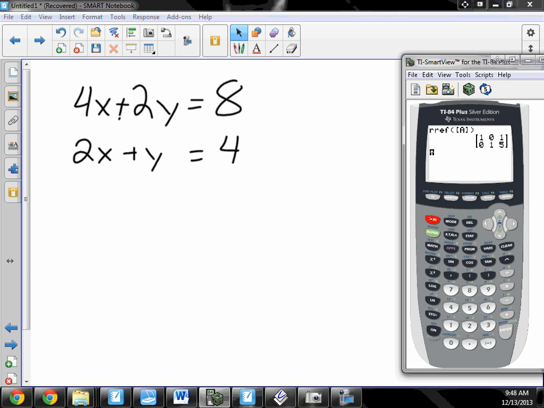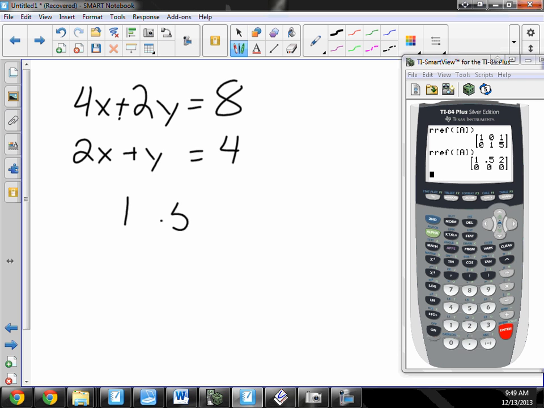So second matrix, go over to edit, 2 by 3, 4, 2, and 8, 2, 1, and 4. So I'm going to exit out. And I do RREF, and I get 1, .5, and 2 and 0, 0, 0.